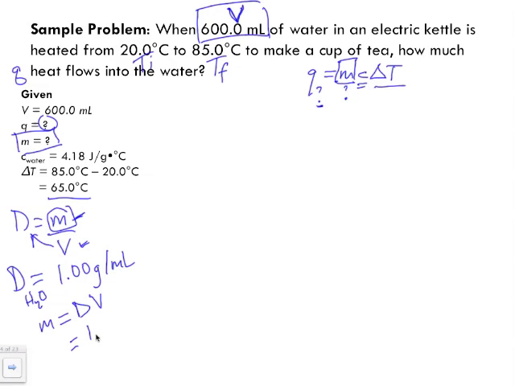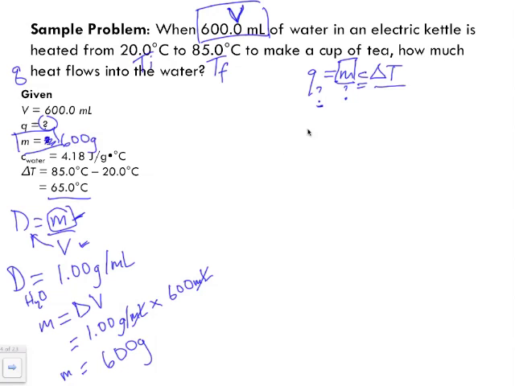So we've got 1.00 grams per milliliter multiplied by 600 milliliters. I'm not going to put the exact number of significant digits when I'm doing my problems, just to simplify some of the steps. So mass is going to equal, well, milliliters is going to cancel out, so 600 milliliters is equivalent to 600 grams. So our mass now is 600 grams.